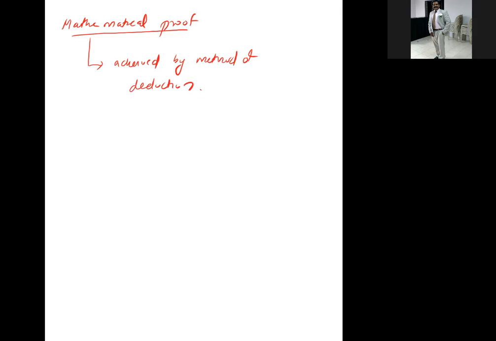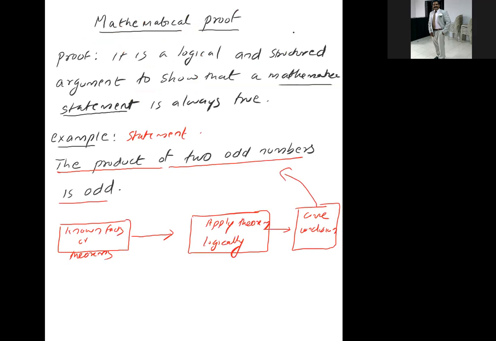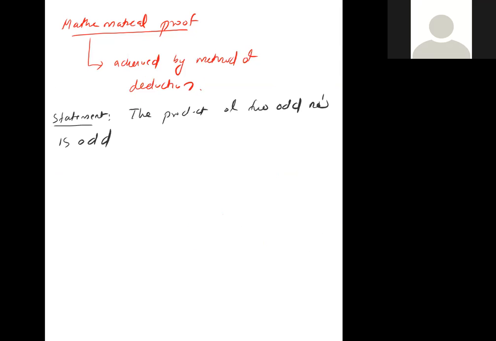The statement was very simple. The product of two odd numbers is odd. Okay, so what is our flowchart? What is our step? So we should gather facts or theorems related to odd numbers. Clear? Okay, so since they are saying that it's an odd number, correct?